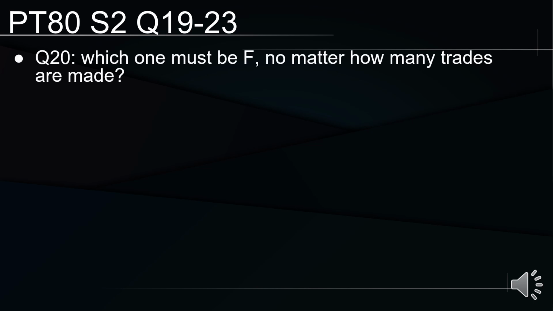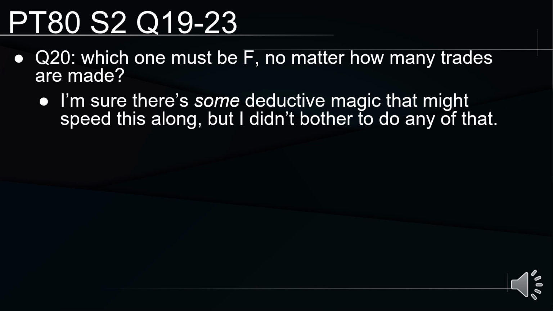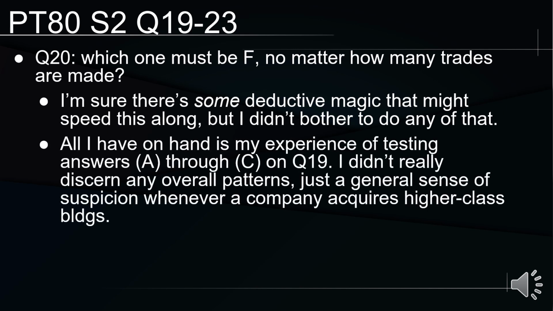So this now brings us to question 20. Which one of the following must be false no matter how many trades are made? I'm sure again that there's some deductive magic that might speed this along, but of course, as I've said a couple times already, I didn't bother doing any of that. I rarely do. All I have on hand is my experience of testing answers A through C on question 19.